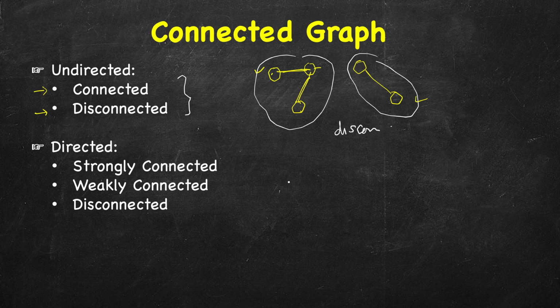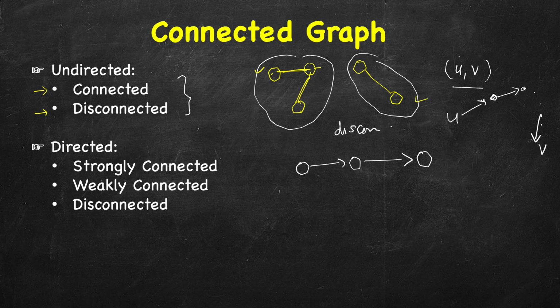So let's look at strongly connected. First we need to understand what strongly connected vertices are. If you pick a pair of vertices U and V, they are strongly connected if there is a directed path from U to V. That is, from U you go to some other vertex, and finally you reach V. So direction is important here. If this kind of path exists from U to V, then U and V are strongly connected.